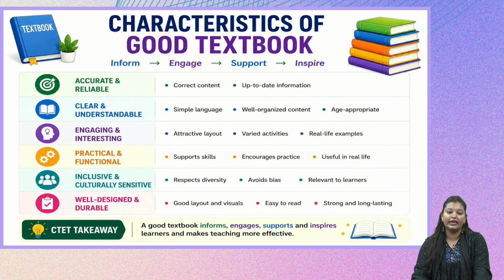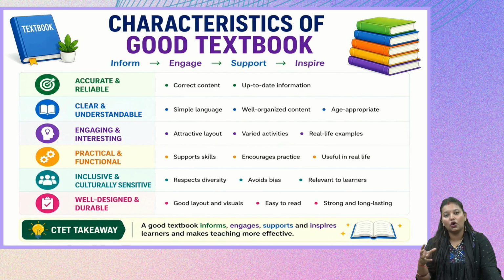The next is engaging and interesting. The textbooks should be engaging. It should have attractive layout. It should have various kinds of activities which the children can practice. And then it should also bring in certain real life or context related examples so that they feel more connected to the content that is being presented in the textbooks. The textbook also needs to be practical and functional. It should support the skills that we are talking about in our learning outcomes for a particular age group. It should also give us the opportunity to actually carry it around. It should not be very heavy and bulky.